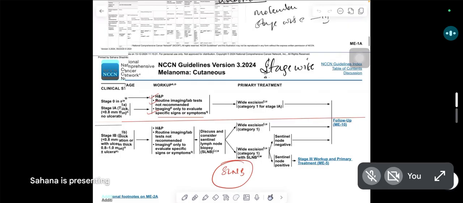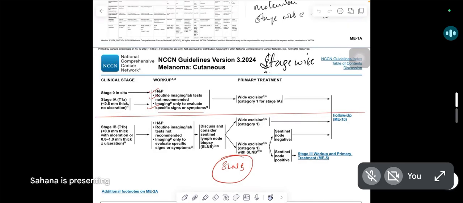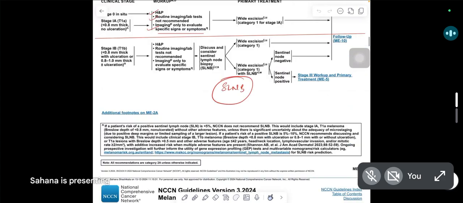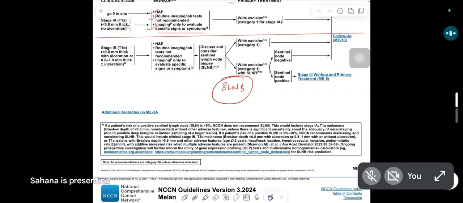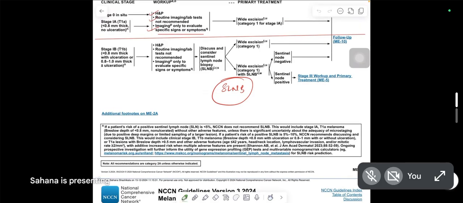So, when it is in situ carcinoma, the margin that is expected to be given is 0.5 to 1 centimeter. Here, there is no role for SLNB. Here, NCCN also says it is not recommended. Next, coming to what you have to know before going ahead with stages, I will simplify the staging for you. T, N, M.